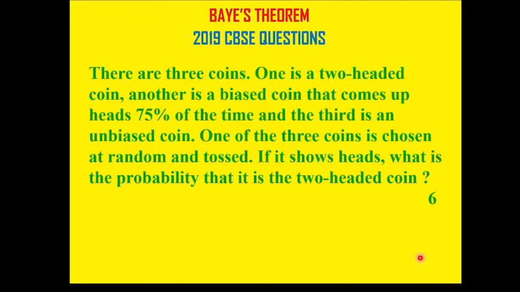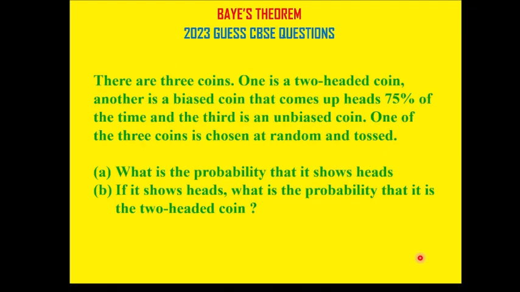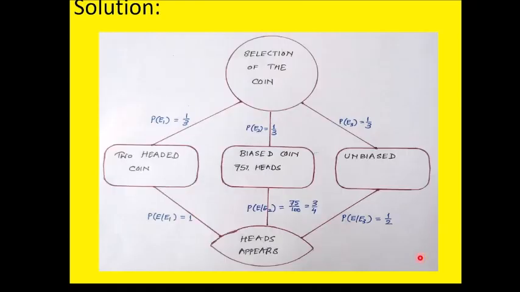Another question of 2019. There are 3 coins. One is 2-headed, another is biased, the third one is unbiased, and one coin is chosen at random and tossed. I have made it a 2023 guess question, by again bifurcating into two parts, and the diagram goes like this. First of all, we have to select a coin. The selection of a coin is 1 by 3, 1 by 3, 1 by 3. For the two-headed coin, the probability of head appearing is 1 because on both sides head will appear.